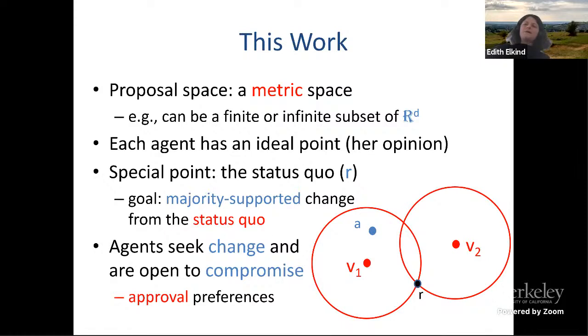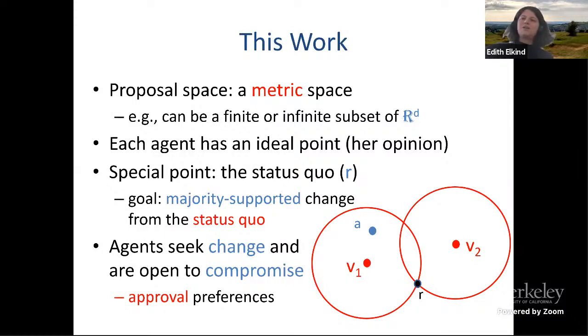Okay, another way to think about it geometrically is in terms of which proposals can get support. So here's this proposal A. It sits inside the circle of agent 1, so agent 1 supports it. It sits outside of the circle of agent 2, so agent 2 does not support it. So where do we find agents that support A?